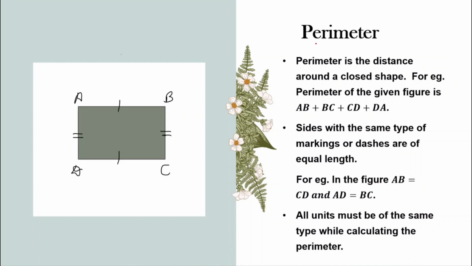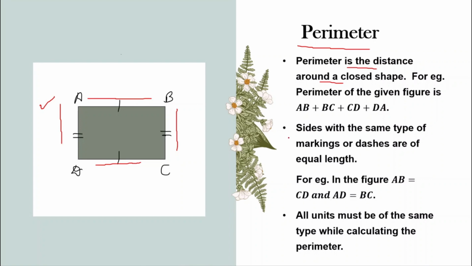So perimeter. Perimeter is the distance around a closed shape. For example, if I talk about this figure, we said perimeter is the distance around a closed shape. So if somebody asks me what is the perimeter of this figure ABCD, it's nothing but the entire distance around this shape. It means you need to add the side lengths AB, BC, CD and DA all together and you will get the perimeter of your figure.